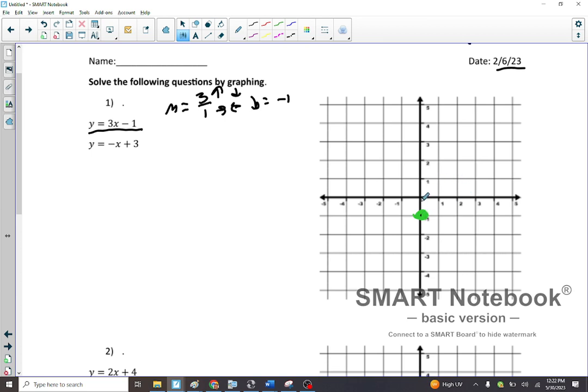So then I go up 3, 1, 2, 3, right 1, and I keep going until I fall off the graph. In this case, I only could do it twice. Up 3, right 1, up 3, right 1. And I make sure to go backwards too. Always make sure to go backwards just in case. And let's connect the dots.